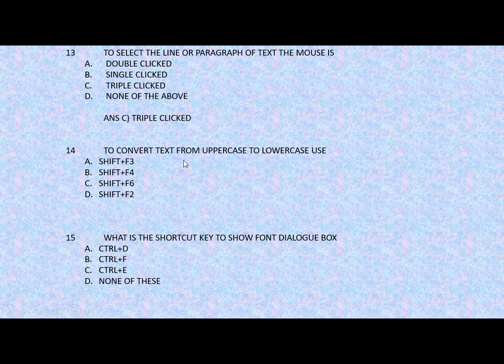Next question, to convert text from uppercase to lowercase, we use: options are Shift plus F3, Shift plus F4, Shift plus F6, Shift plus F2. The correct answer is A, that is Shift plus F3. This option is used to change the case of a text. Next question is, what is the shortcut key to show font dialog box? Options are Control plus D, Control plus F, Control plus E, and none of this. The correct answer is A, that is Control plus D.